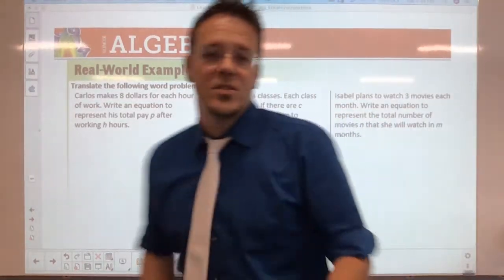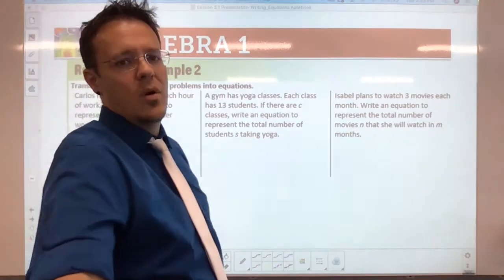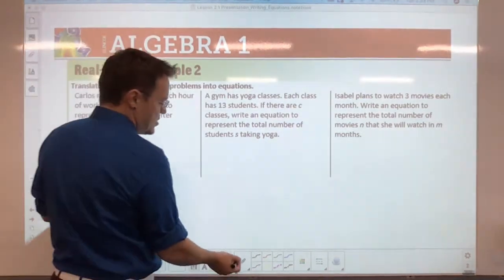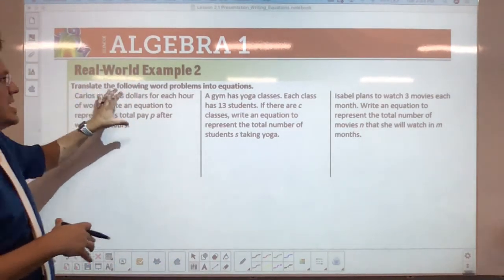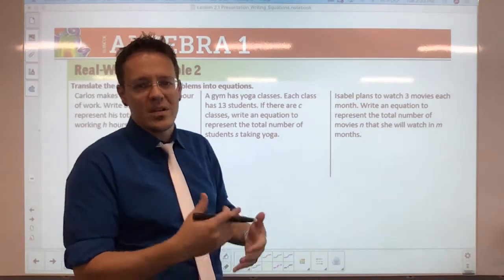All right, so here's page 2, guys. The big thing was page 1 went kind of slow because of how we had to translate everything. This one will be much faster. We're going to translate these problems into equations only again, and then at the end of the notes, we're actually going to solve it.